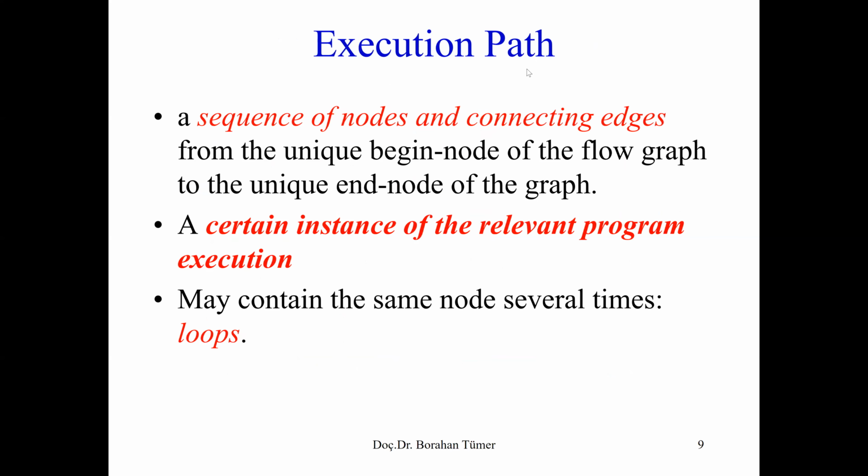Then we defined the execution path. We defined it as a sequence of nodes and connecting edges from the unique begin node of the flow graph to the unique end node of the graph. Then we said that each path defines a certain instance of the relevant program execution. We also said that it may contain the same node several times, where we introduced the concept of loops.